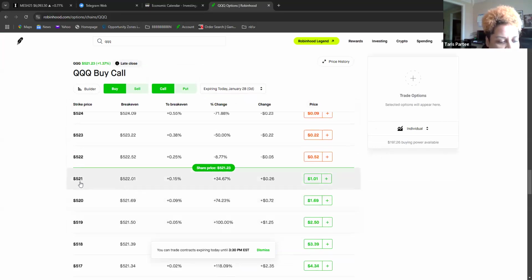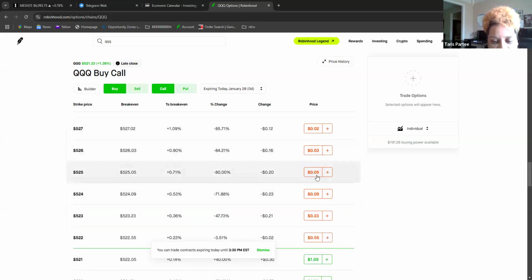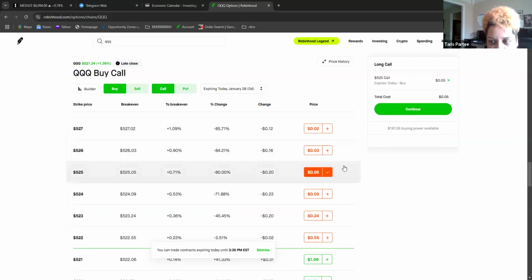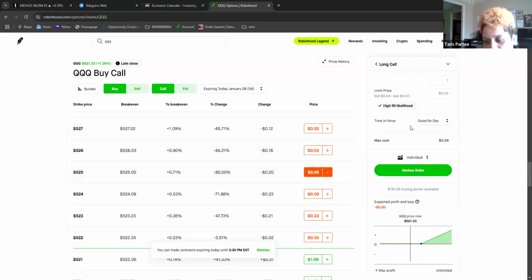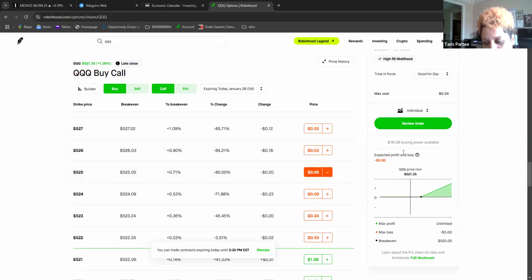This 521 is going to be at the money. Anything below that is going to be in the money. Anything outside of the money is above 521. Anything outside of that is going to be cheaper and is probably going to be worthless. So if I were to buy this contract for $5, I continue. See, they're even expecting me to have a loss on that one.